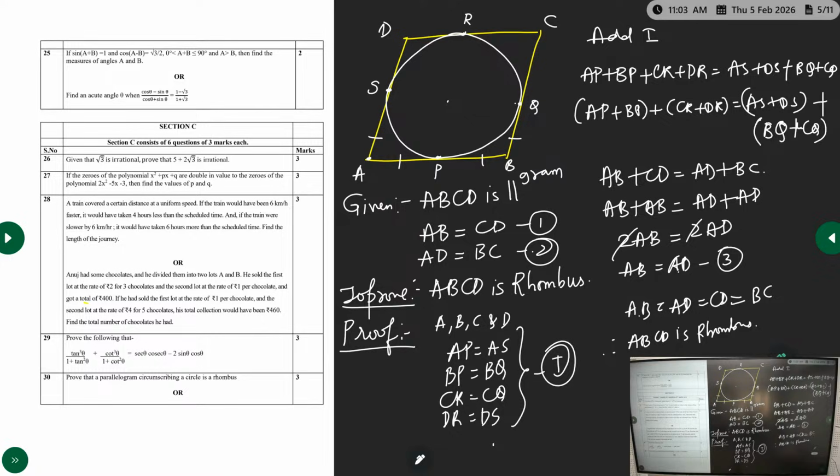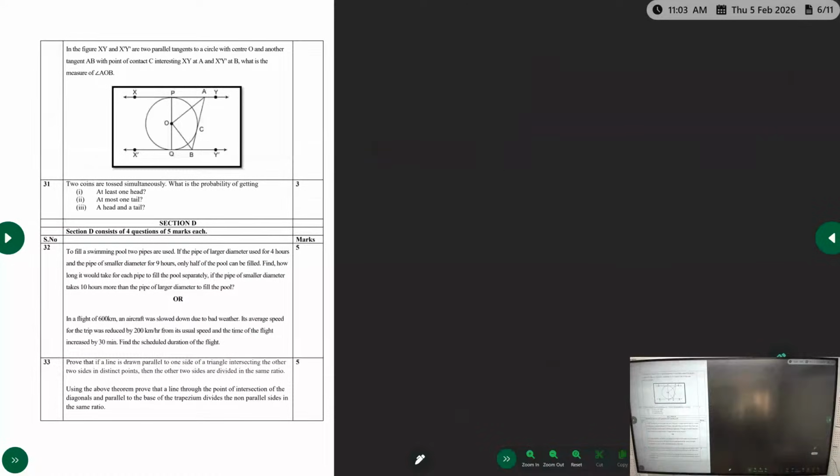So this is a textbook question. I hope it is there in your classwork. You can try it at home. Now think of this question. Direct question from the textbook. Can you try? Without thinking.